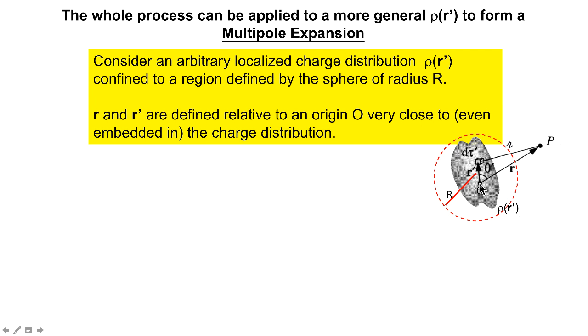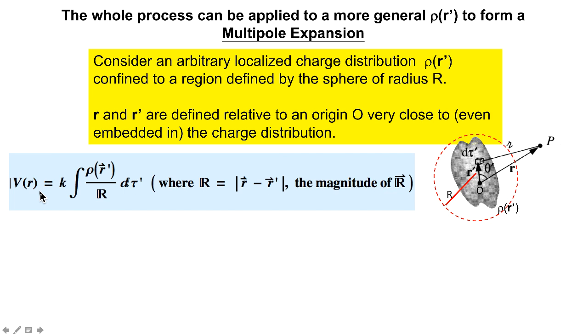So we put our origin near or inside of this distribution so that as we move R prime around throughout the volume, this will be much shorter than the length of R from the origin to the field point. Theta, we'll probably use theta, is the angle between R prime and R. So that's a little bit different than the polar angle. This is the angle between the two vectors, R prime and R.